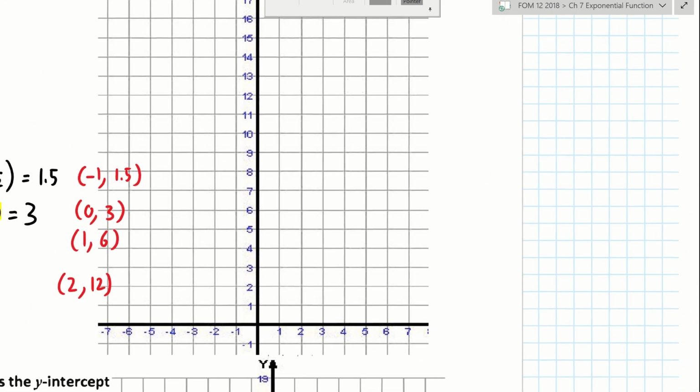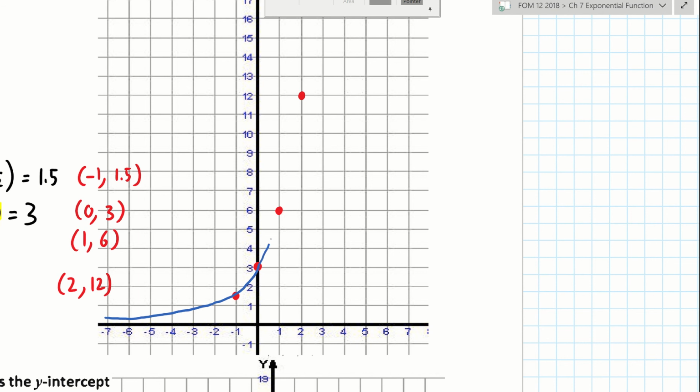So now let's actually graph these. So -1, 1.5, the first one right here, if you can see it. The second one, 0 and 3, right here. And then the third one, 1 and 6, right here. And then the last one is going to be 2 and 12. So again, it's a graph that grows up really, really fast. Also, if you continue with this, you're going to see the graph eventually going very close to where the horizontal line is, but never actually touching it.